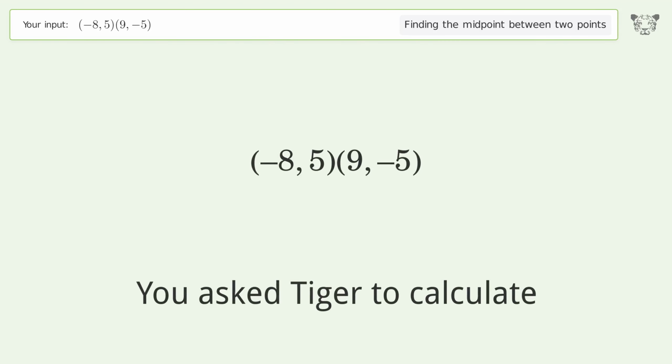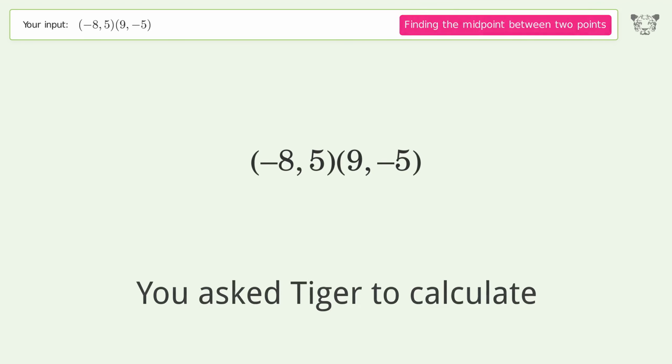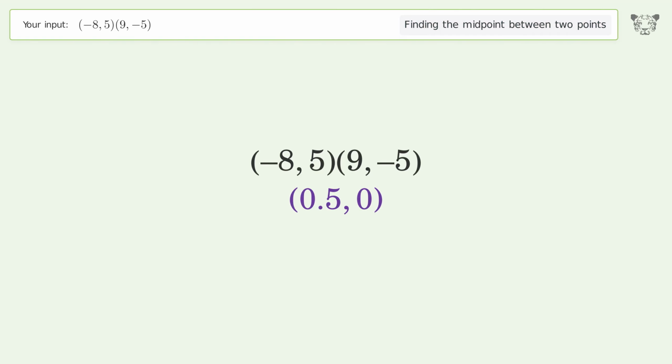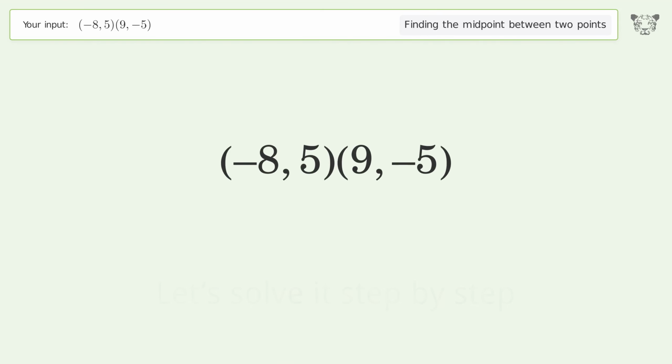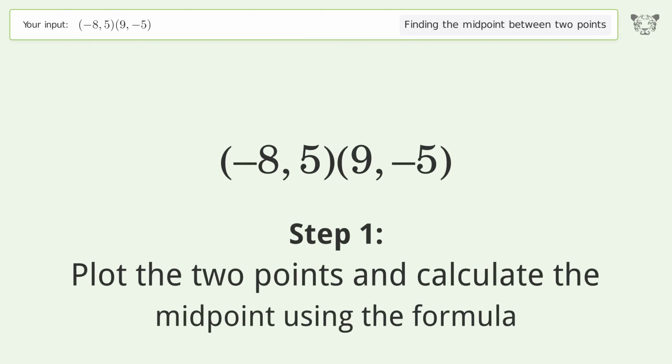You ask Tiger to calculate. This deals with finding the midpoint between 2 points. The midpoint between the 2 points is (0, 0). Let's solve it step by step. Plot the 2 points and calculate the midpoint using the formula.